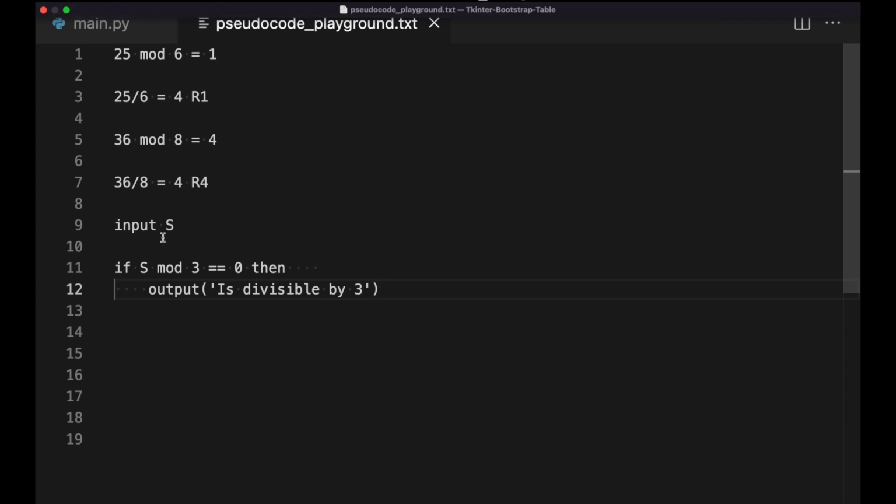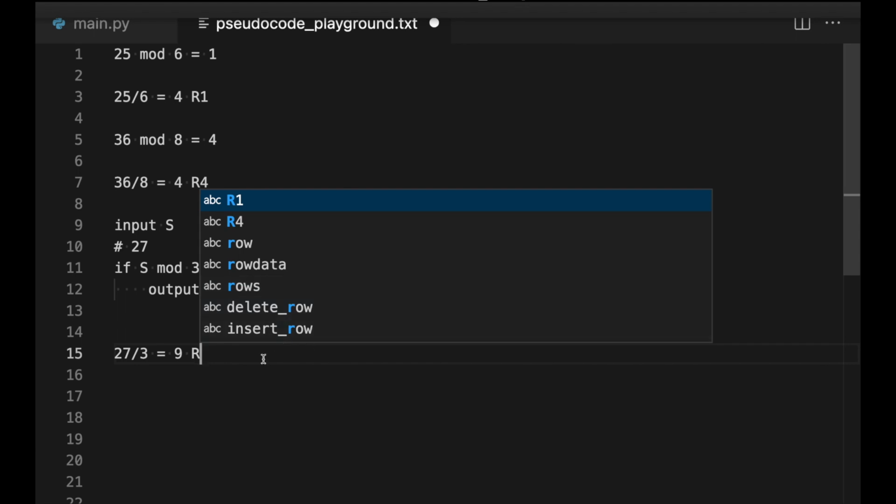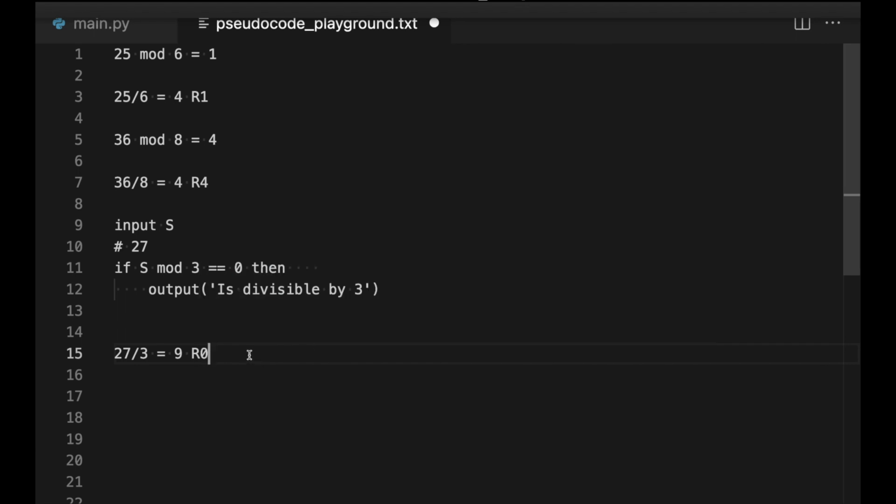So let's just see how this works. Let's say the user puts in s, and let's say they put in 27. If we were to do 27 divided by 3 the old-fashioned way, we would get 9, remainder 0, right? Because 27 evenly divides by 3. So that means that 27 mod 3 would be equal to 0, hence the equality to 0 right here.